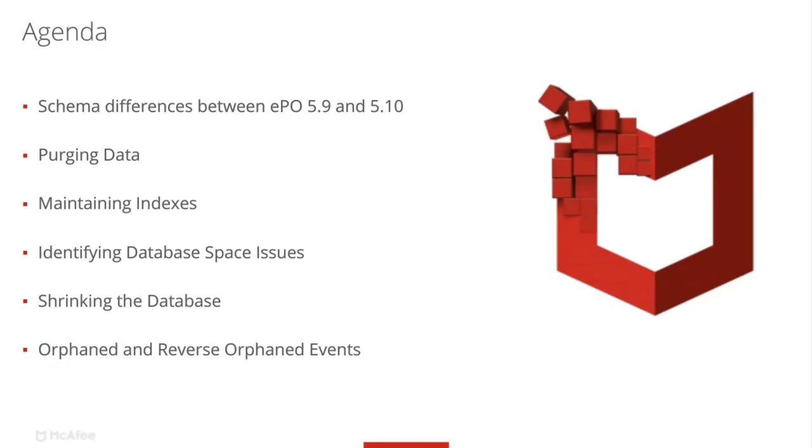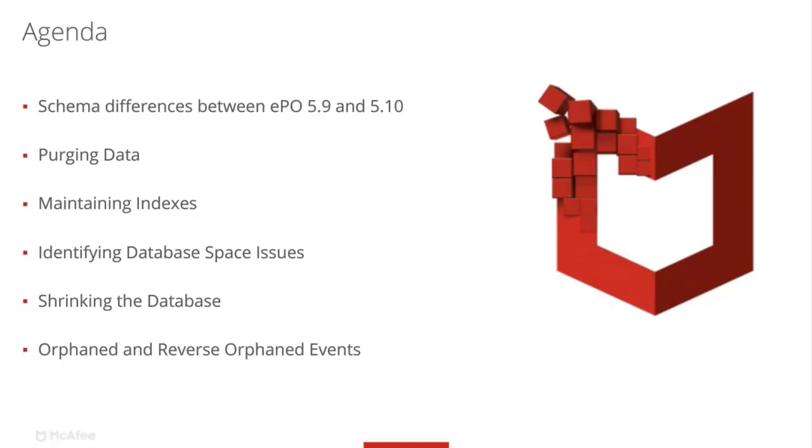extensively. Then we will cover how to properly purge data from the ePO database, how to maintain your indexes, and how to identify database space issues. We'll spend quite a bit of time on that because it can be tricky sometimes when your database is large or when you run out of space. It can be tricky to figure out exactly where that space is gone or what the problem is. And we'll show you how to go about doing that.